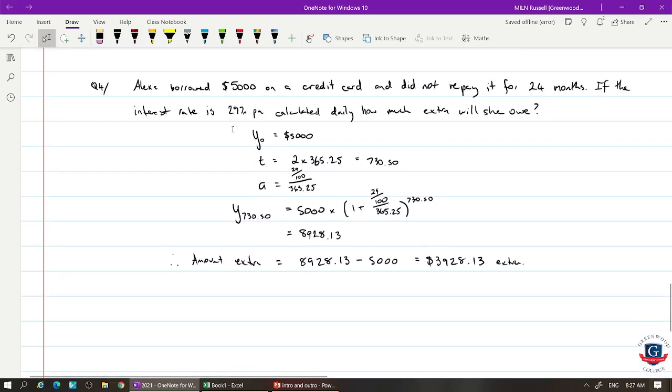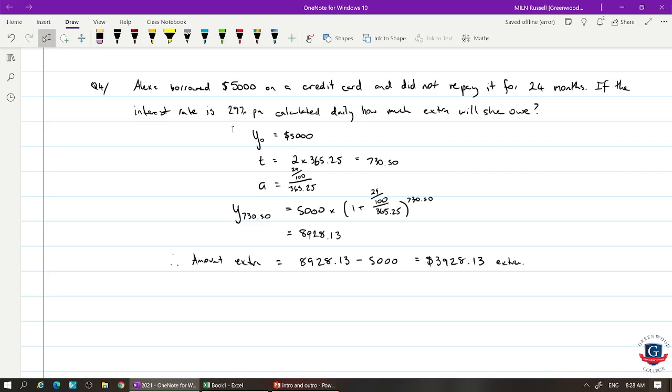Question 4. Alex borrowed $5,000 on a credit card and did not repay it for 24 months. No, not Alex, Alexa borrowed $5,000 on a credit card and did not repay it for 24 months. If the interest rate is 29% per annum calculated daily, how much extra will she owe? Well, she starts with $5,000 that she's bought her color TV with. And the number of periods would be for 2 years. There are 365 and a quarter days in a year. Multiply that by 2 for 2 years will give us 730.5.